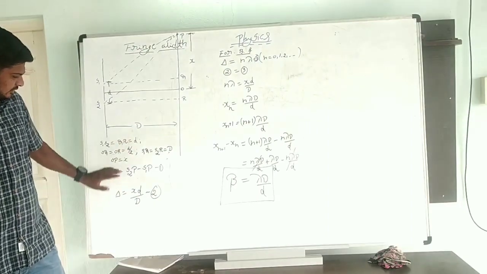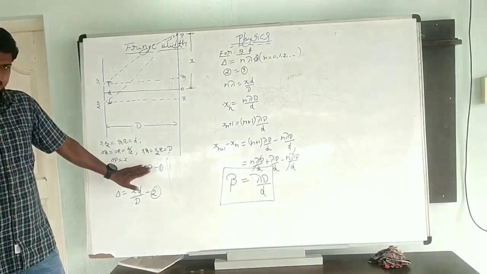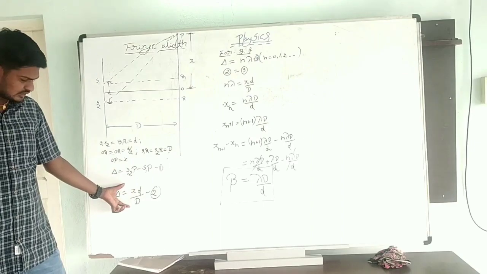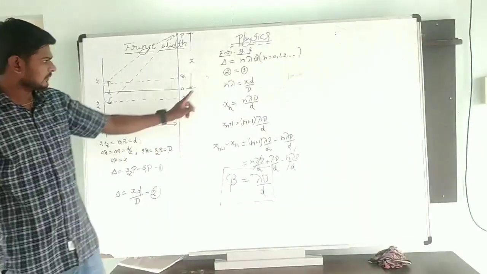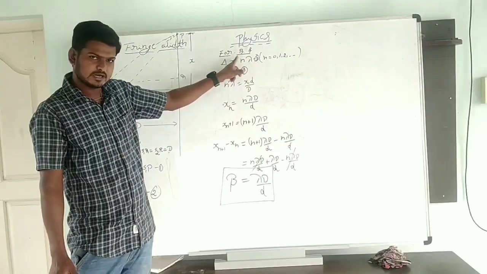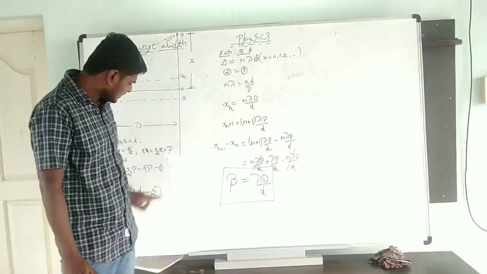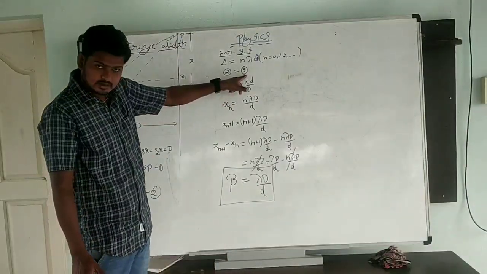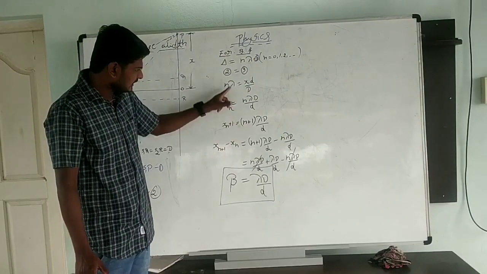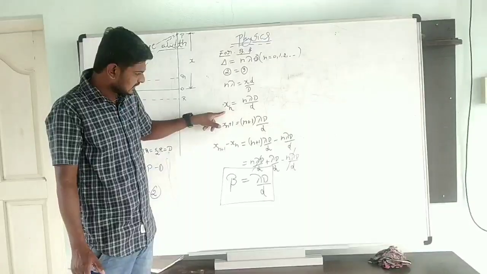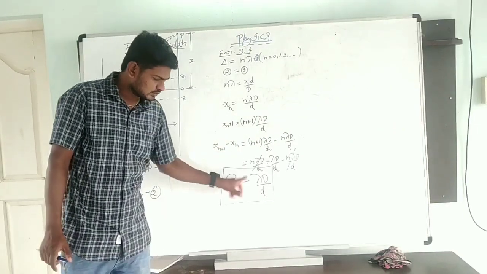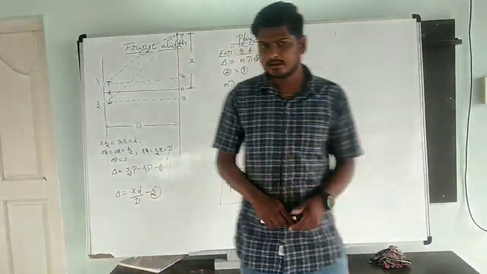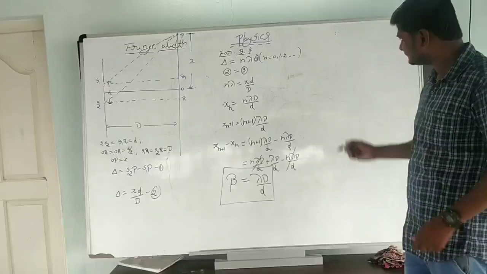Clear? Already we know the path difference delta is S2P minus S1P, and that path difference is xd divided by capital D. We equate the path difference for the nth bright fringe with this path difference, and then for the n plus 1 bright fringe, and take the difference. Clear? This is for bright fringes.